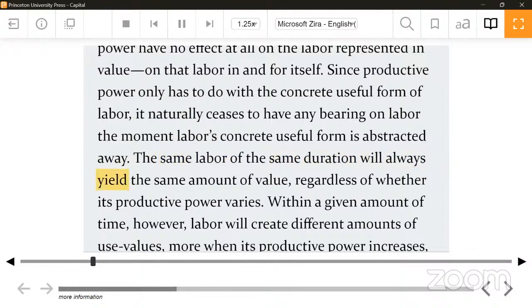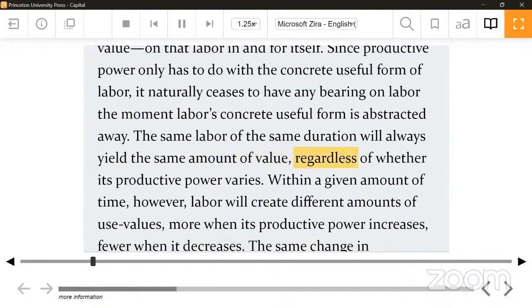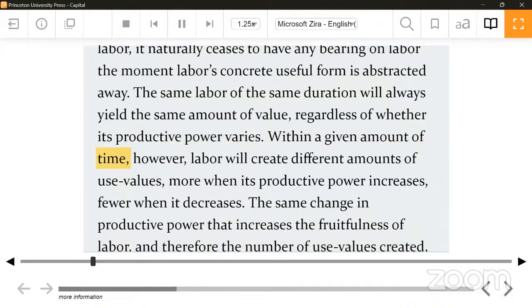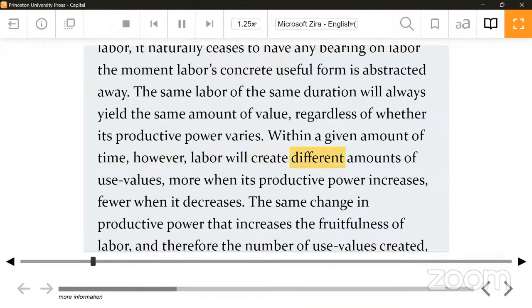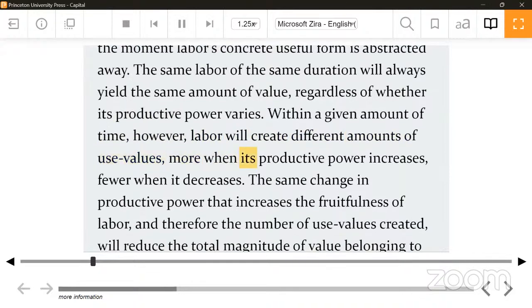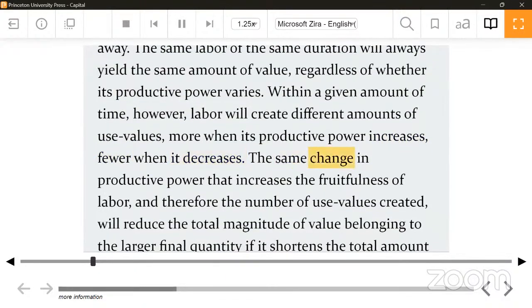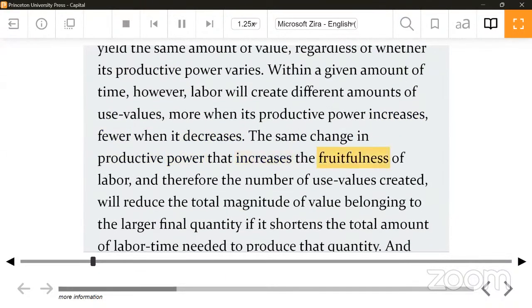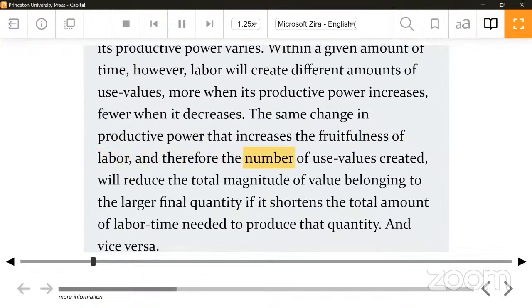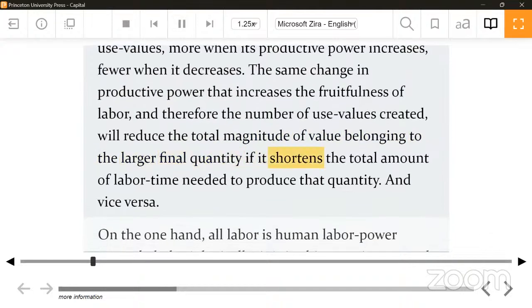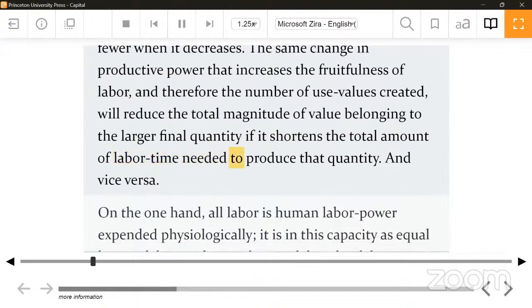The same labor of the same duration will always yield the same amount of value, regardless of whether its productive power varies. Within a given amount of time, however, labor will create different amounts of use values, more when its productive power increases, fewer when it decreases. The same change in productive power that increases the fruitfulness of labor, and therefore the number of use values created, will reduce the total magnitude of value belonging to the larger final quantity if it shortens the total amount of labor time needed to produce that quantity.